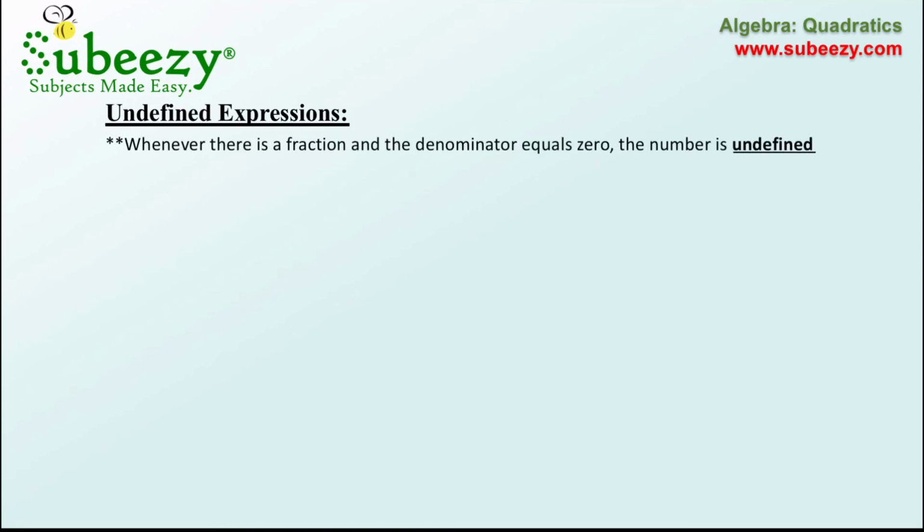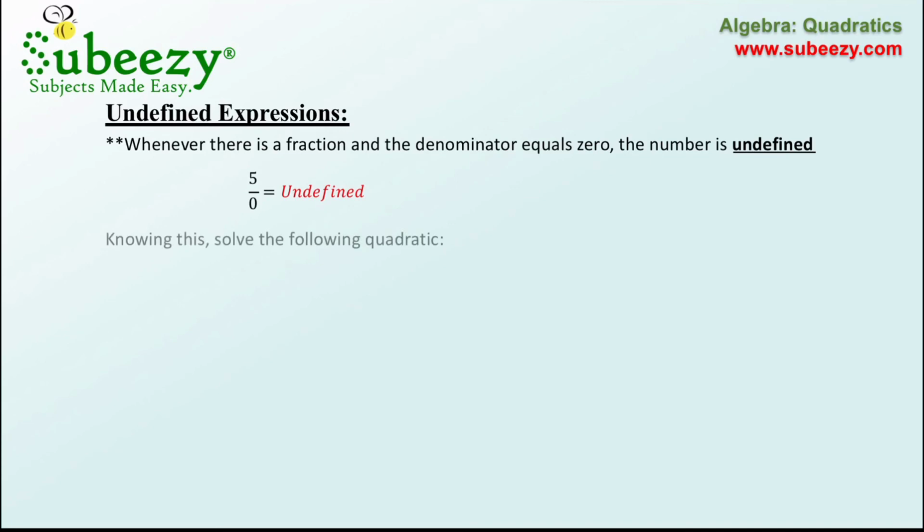Now let's move on to discuss when you have quadratics and fractions. Whenever there is a fraction and the denominator is equal to 0, the number is undefined. For example, 5 divided by 0 is undefined. You cannot divide a number by 0. Knowing this, let's apply this to quadratics and solve the following.